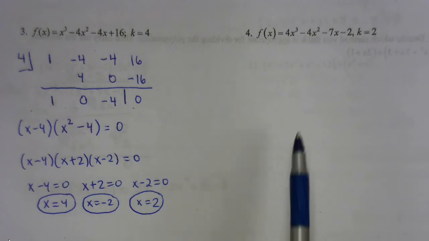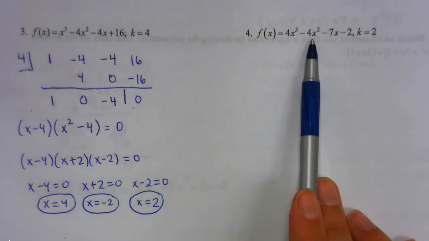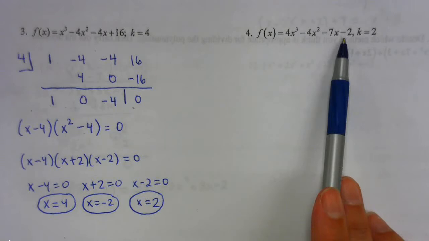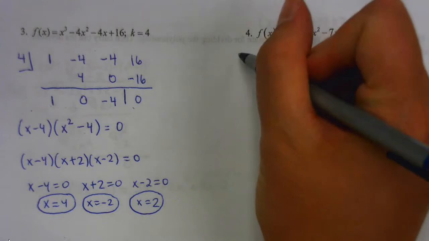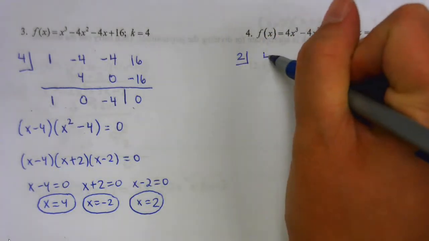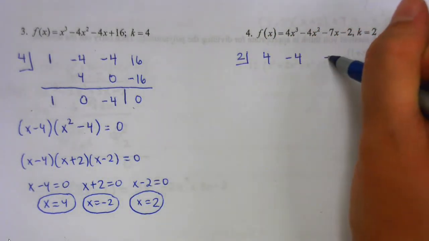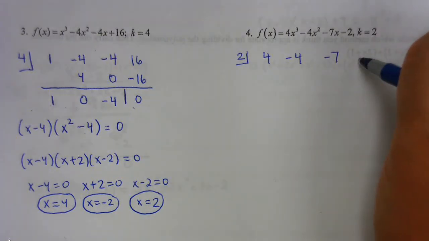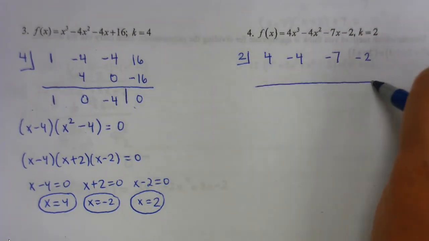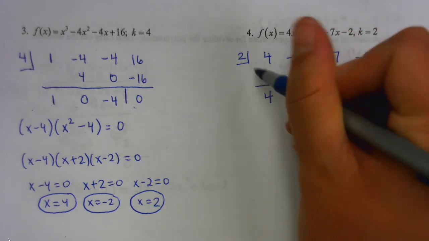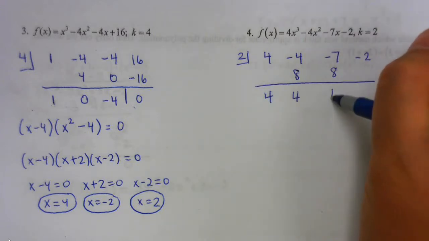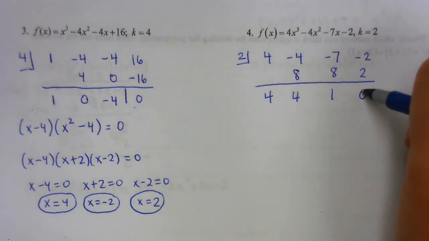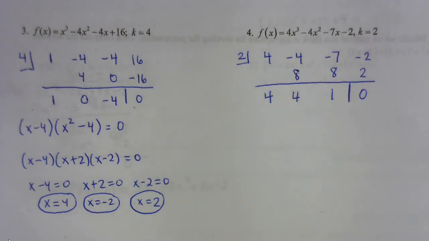On number 4, we have 4x cubed minus 4x squared minus 7x minus 2, and the 0 that we're given is 2. Our 2 goes into the box. We have 4, a negative 4, a negative 7, and a negative 2. We're going to bring that first one straight down. We go back and multiply. We add straight down. We go back and multiply. We add straight down. We go back and multiply. And then we add.